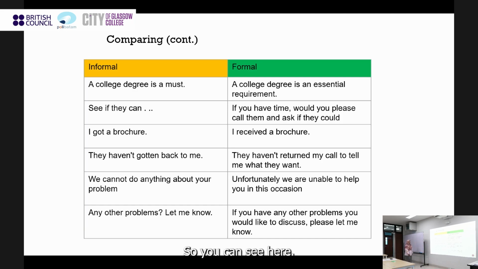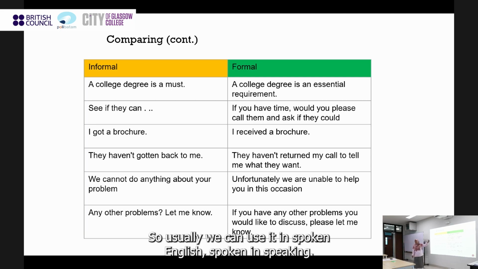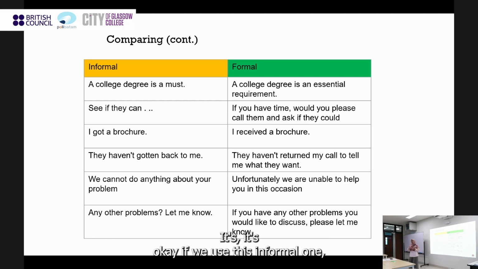You can see here, "a college degree is a must." Usually we can use it in spoken English. In speaking, it's okay if we use this informal one. But in writing, you should watch your sentences. "A college degree is an essential requirement." Okay, did you get my point? Yes. Okay.